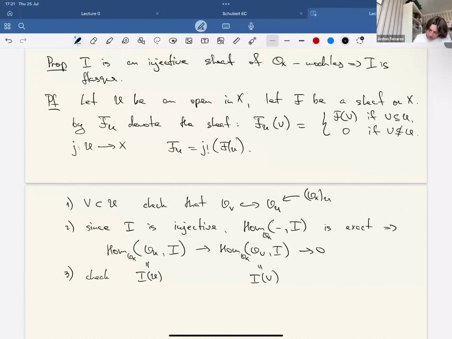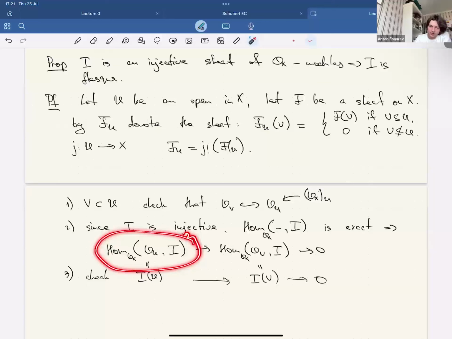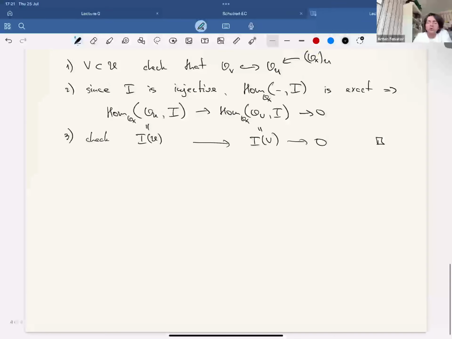In particular, you get a surjective map from I of U to I of V. This is some very powerful technique. The technique to remember is that for any sheaf of modules, Hom from this j lower shriek of the structure sheaf is the same as this. This is some adjunction in a bigger generality, but we probably don't need it right this second. Okay, so our goal is to check that flasque sheaves are acyclic.